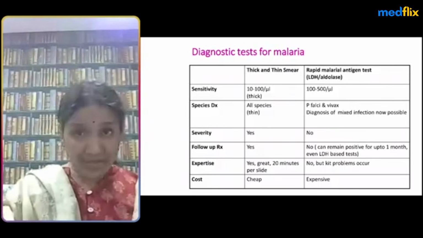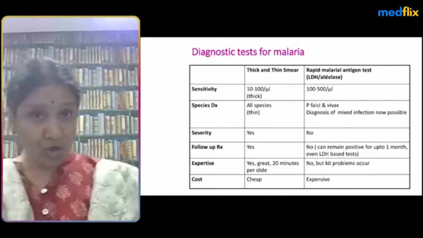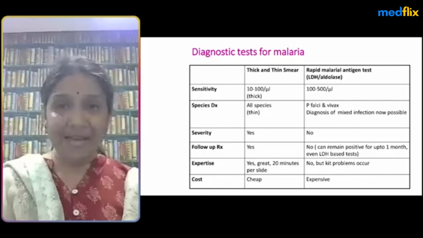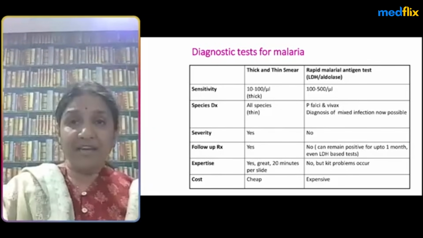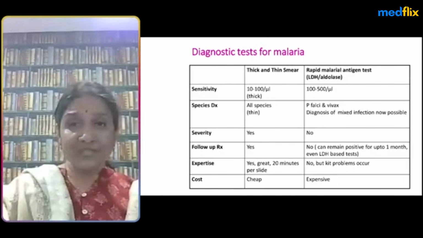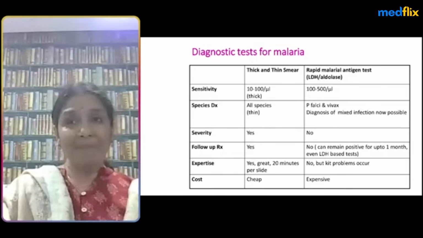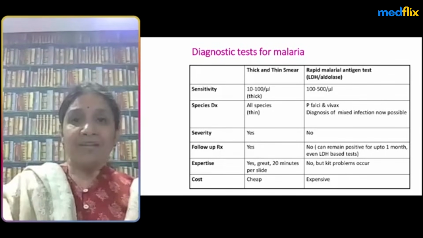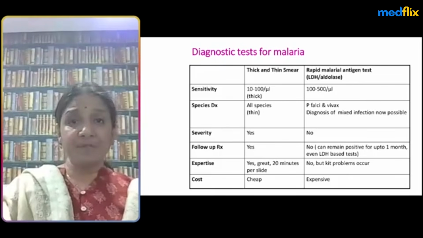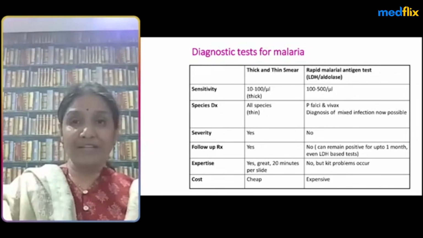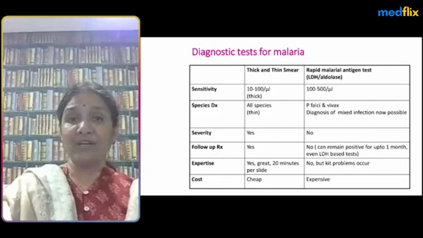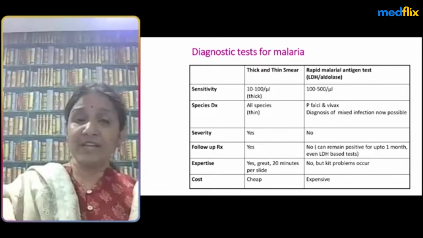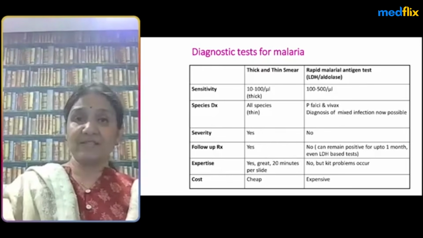Now let us come to the next test which we would like to do for a short duration fever, and that is malaria. Now again, when we do a test for malaria, we again have to decide whether we are going to do a smear or whether we are going to do a malaria antigen test. Now remember, the sensitivity of the thick smear is 10 to 100 per microliter, and that of an antigen test is 100 to 500 per microliter. So the sensitivity of the thick smear is better than the antigen test.